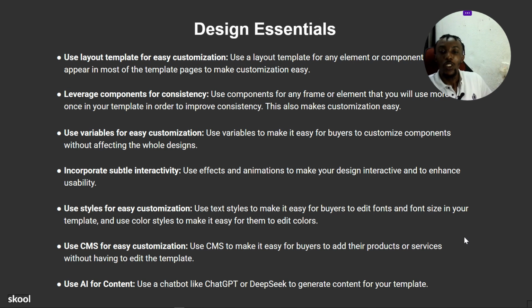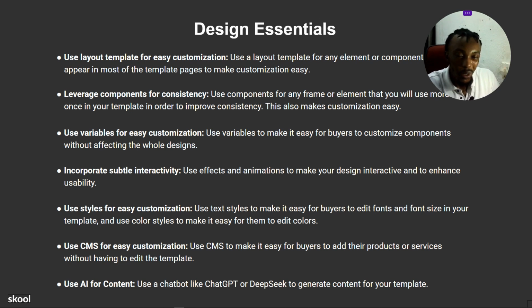Okay, this is the last one. Use AI for content. Use a chatbot like ChatGPT or DeepSeek to generate content for your template. The number one mistake people usually make when it comes to content is that they use lorem ipsum, which is not ideal. If Framer sees your template and you use lorem ipsum for it, they will not accept your template. So the easiest way is to use ChatGPT, or right now I normally use DeepSeek because it's free.